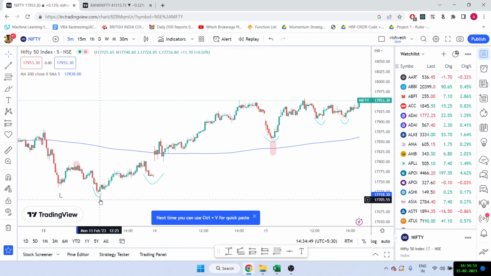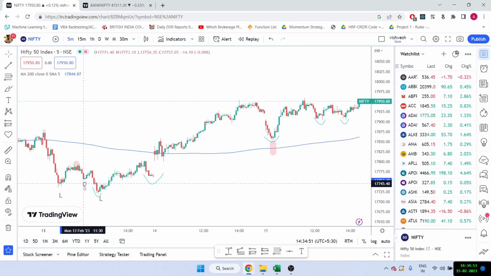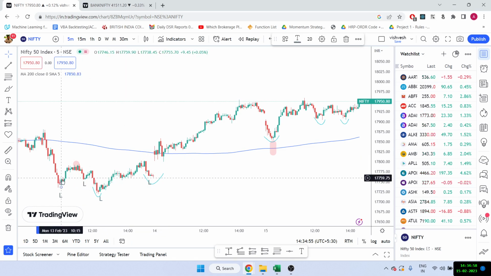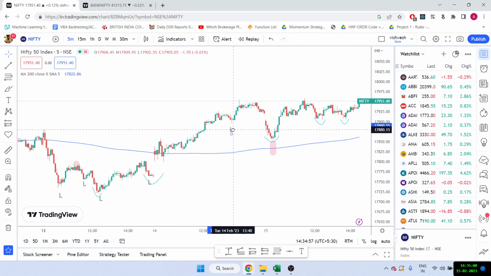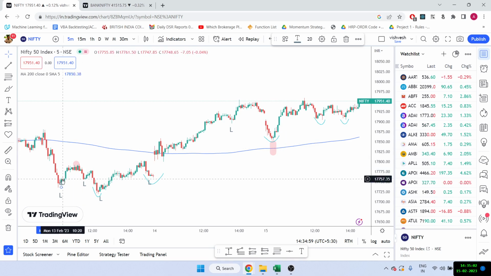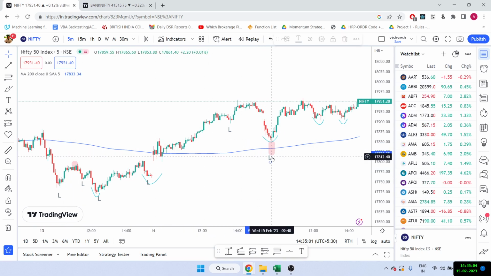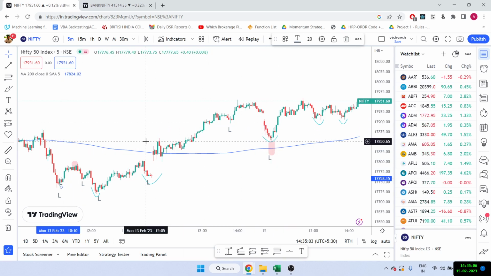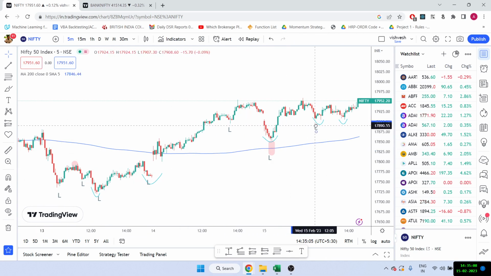Similarly, this is a swing low. This is also a swing low. So this is how you can mark all the swing lows that you can see. And it's pretty easy to figure out. It's basically if the stock is coming down, makes a bottom and goes up, that is what we call a swing low. So these are all the swing lows.